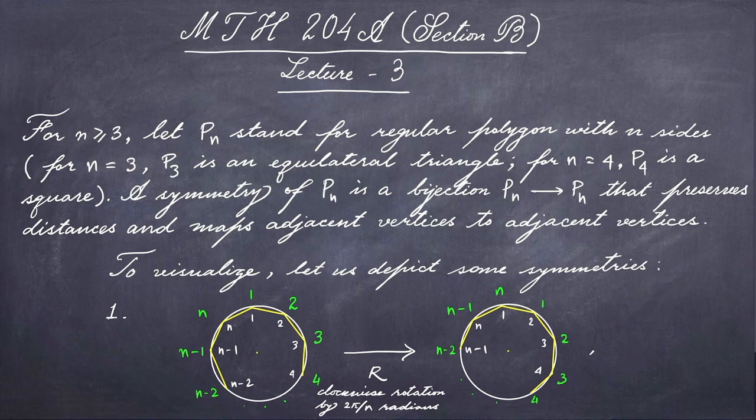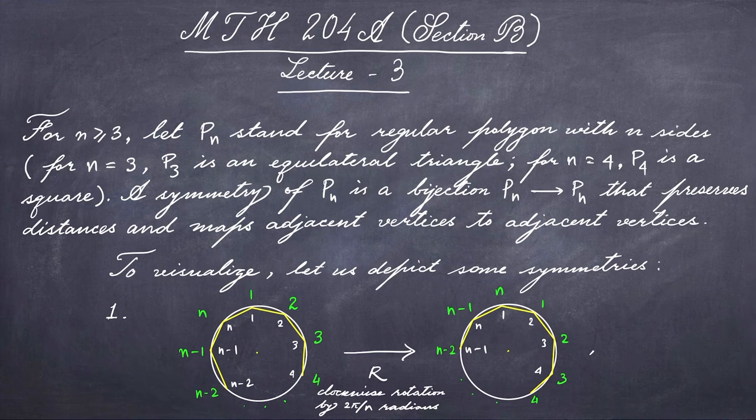Now we define the meaning of symmetry of a regular polygon. For Pn, a symmetry of Pn means a bijection from Pn to Pn that preserves the distances between any pair of points and maps adjacent vertices to adjacent vertices. For example, let me depict some symmetries for visualization and understanding.